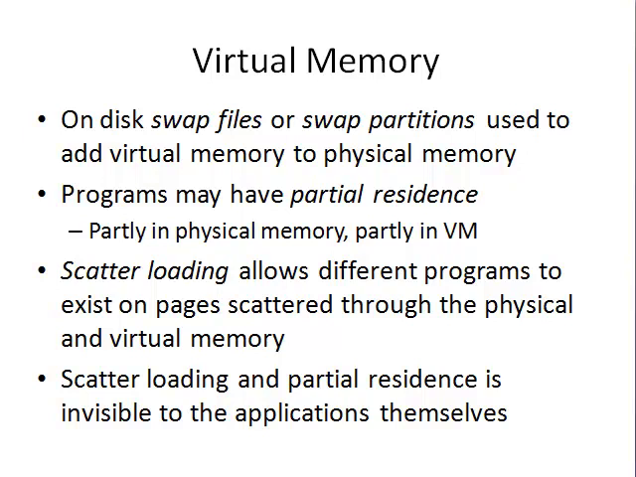On the disk, swap files or swap partitions are used to add virtual memory to the physical memory. Programs can have partial residence, so a program might be partly in physical memory and partly in the virtual memory stored on the disk. And scatter loading means that different programs can exist in different pages scattered throughout the physical and virtual memory. They don't have to be loaded in order.